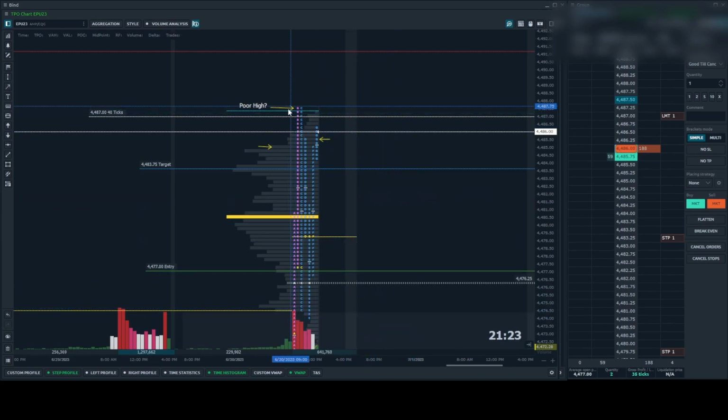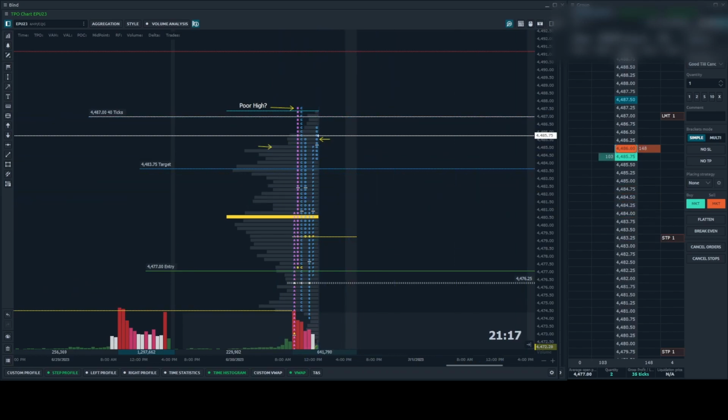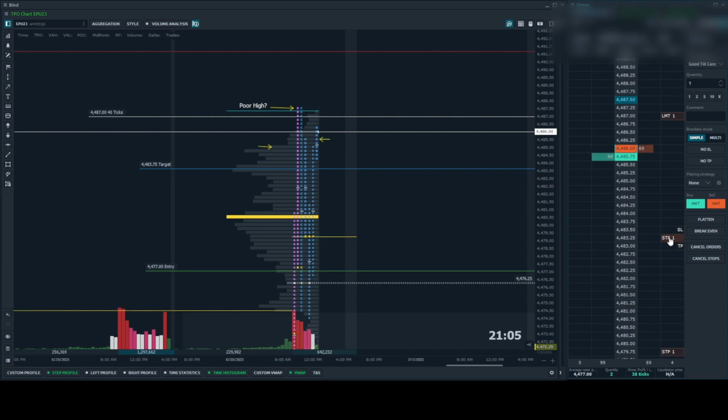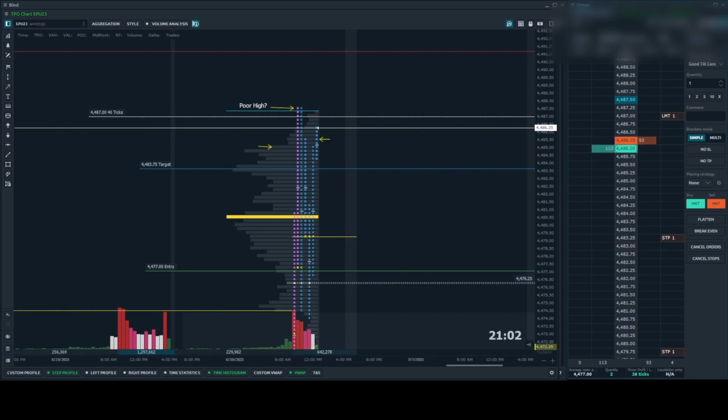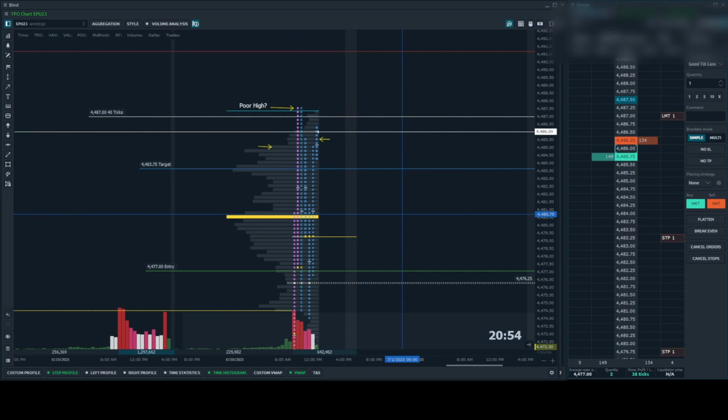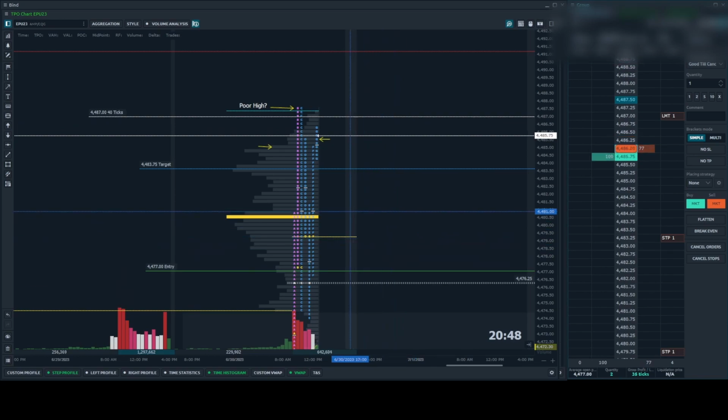I just keep thinking they want to fix this poor high. If they even get close to my 40 ticks, I'll tuck this one up real tight. Even though it's struggling to get through here, I keep thinking that it wants to fix this poor high. So that's what's kind of keeping me holding on.